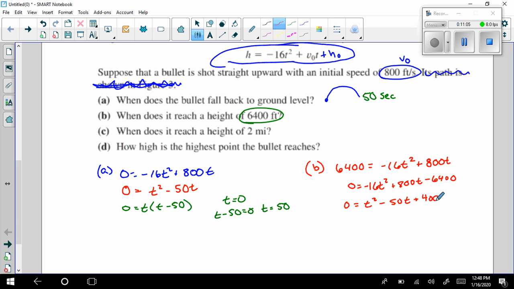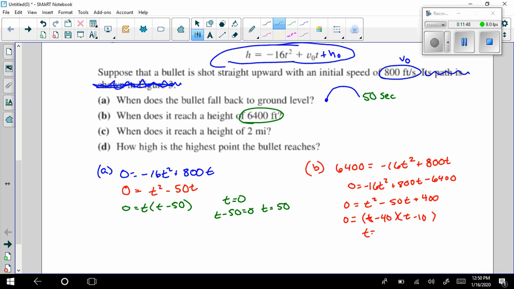400. So you can try to factor this, or you can plug it in quadratic formula. It's up to you. With 400 going to 50, I'm going to pause and find those numbers. I shouldn't have paused. It shouldn't have taken me that long. So we have t minus 40 and t plus 10 would get us that negative 50 and that positive 400.